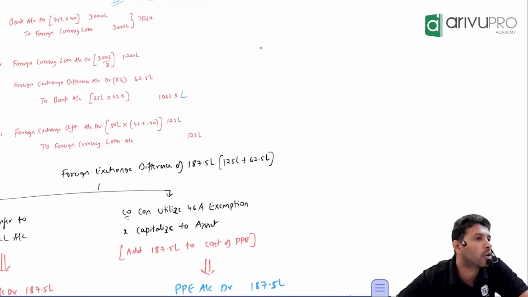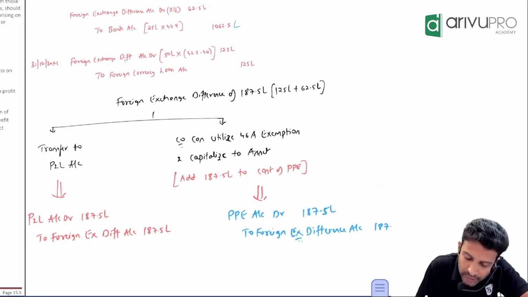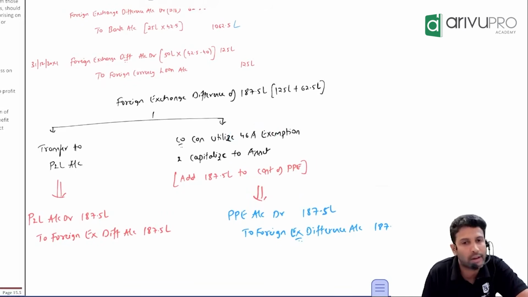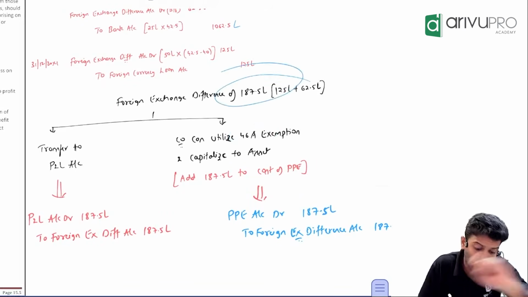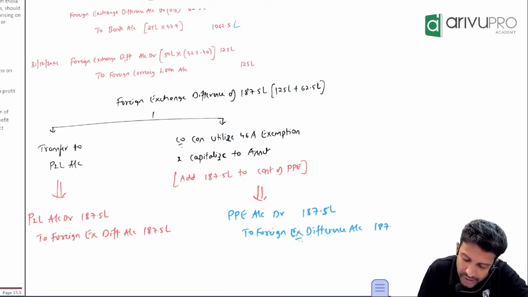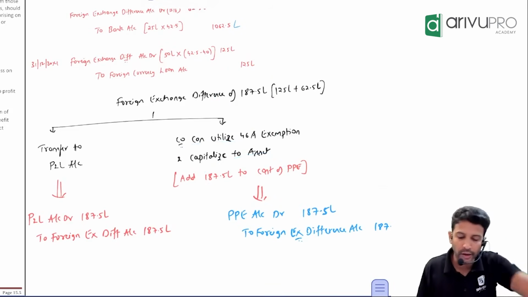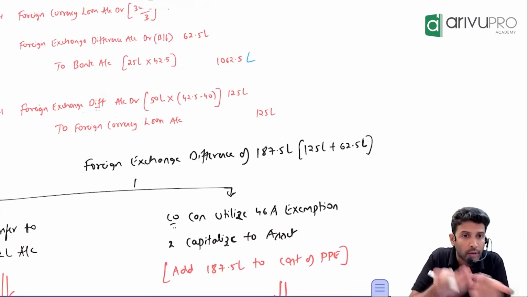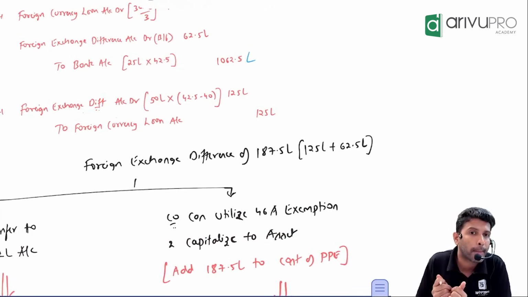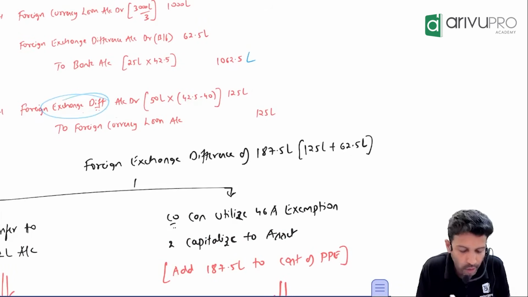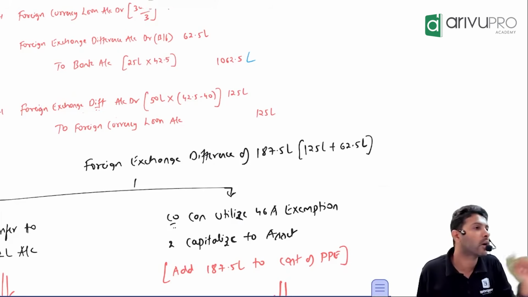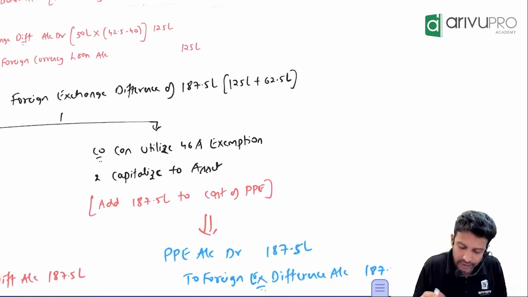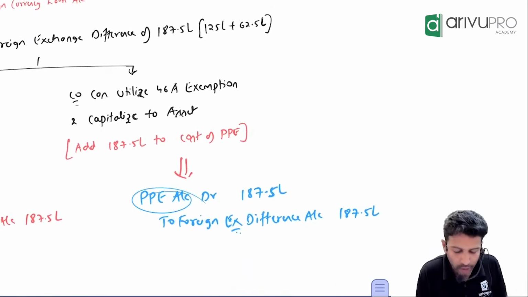And now you will call out two possible treatments for this. What are the two possible treatments? If a company utilizes the para 46/46A exemption, then this forex loss will be adjusted against the cost of the asset. If you want, you can pass the entry. Foreign exchange difference has a debit balance. Now you are transferring this against what? PPE. This has a debit balance. How do you transfer? Credit. Where are you transferring it to? PPE. So what is the entry? PPE account debit to foreign exchange difference.